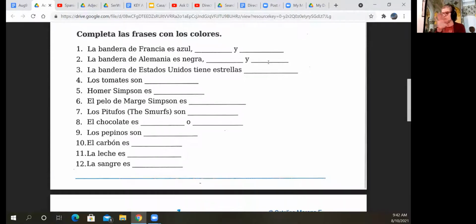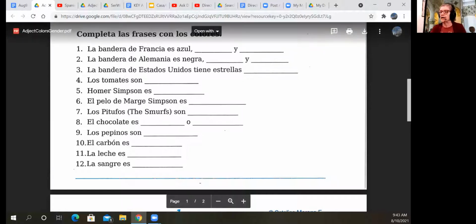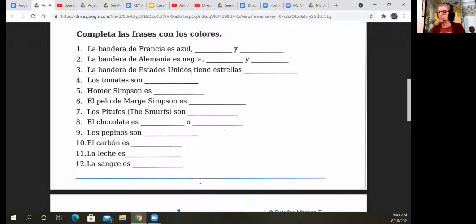And of course, it doesn't matter what order you have those in, because color doesn't need to be in a certain order. Okay. La bandera de Estados Unidos tiene estrellas. It has stars. We're really talking about the color of the stars. Las estrellas. So we have to match up the color of the stars with that word estrellas, a feminine plural. Tiene estrellas.